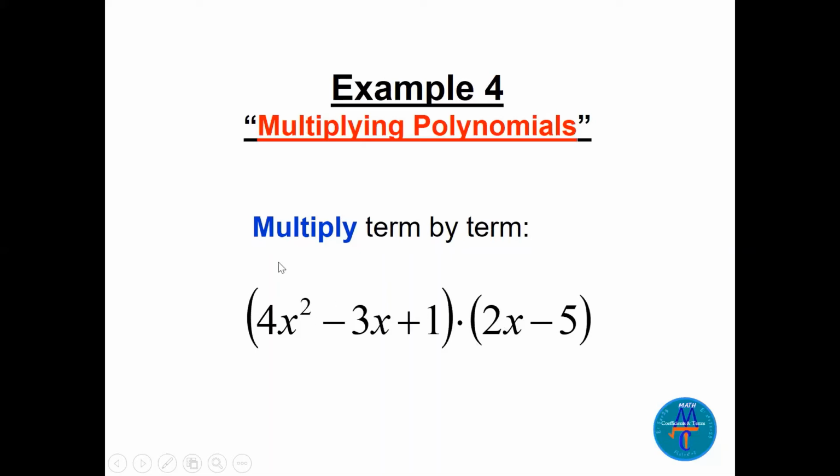I will tell you the idea, then you can try it. 4x squared multiplied by 2x. 4x squared multiplied by minus 5. Then minus 3x by this, minus 3x by that. Then 1 by this, 1 by that. Please check it yourself, and then the complete solution and the answer on the next slide. Let's go.